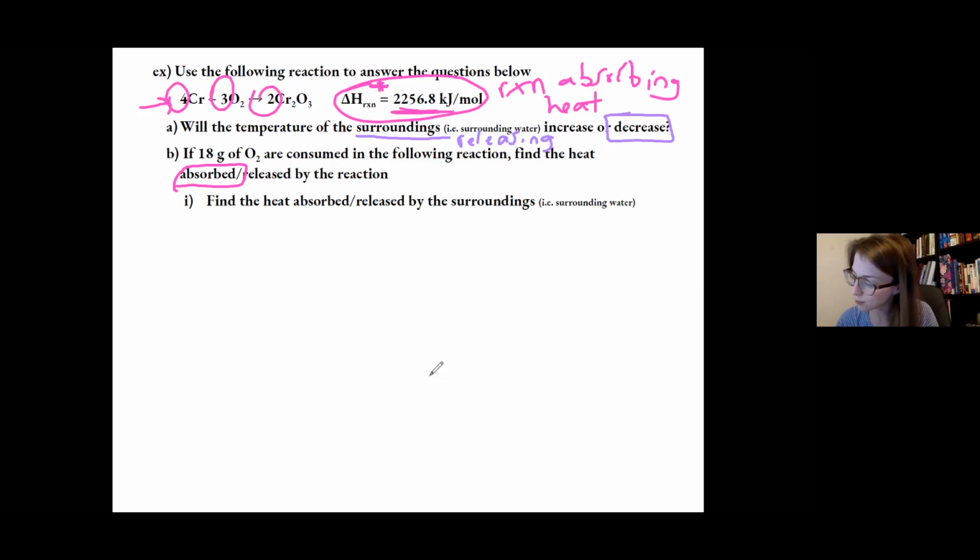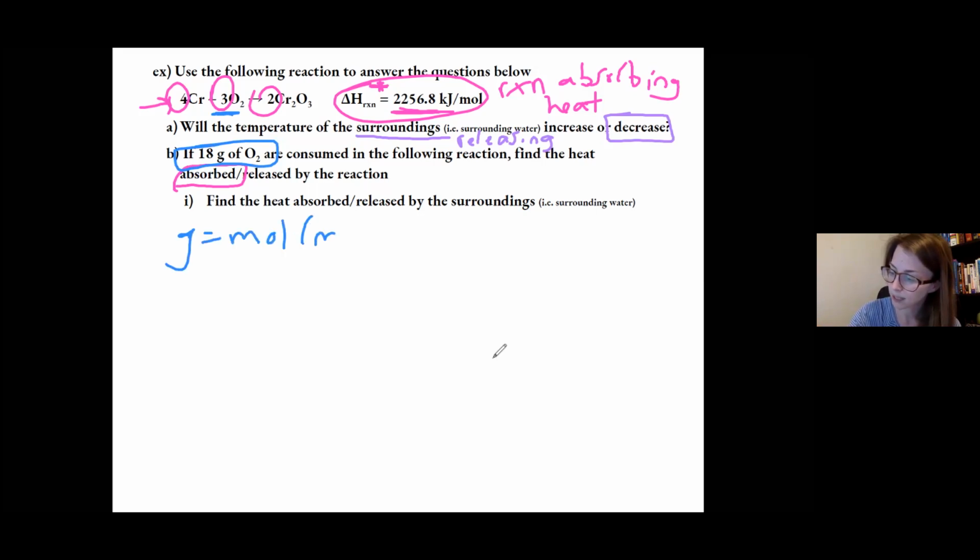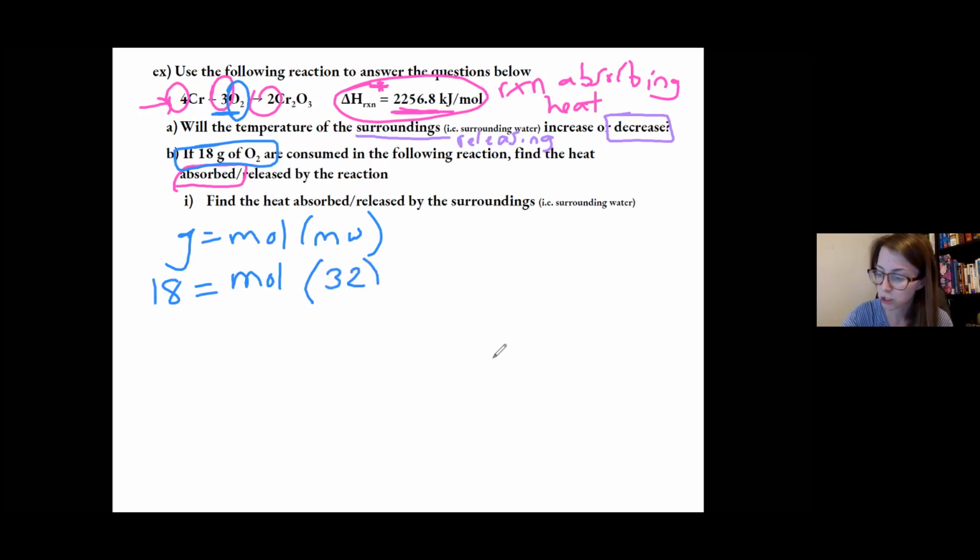So we don't have a mole of oxygen. We have 18 grams of oxygen. We don't have 3 moles of oxygen. We have 18 grams of oxygen. We can turn that into moles. I know it's been a while, but grams equals moles times molecular weight. 18 grams, solving for the moles. Remember, for molecular weights, we do use the subscripts. O2, 16 times 2 is 32. But we do not ever use the coefficients. When I do 18 divided by 32 for my moles of oxygen, I'll get 0.5625.